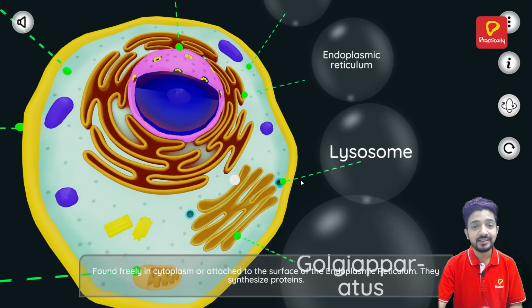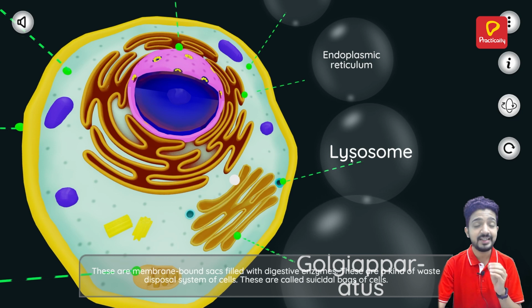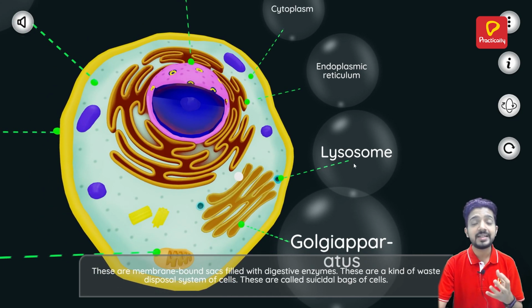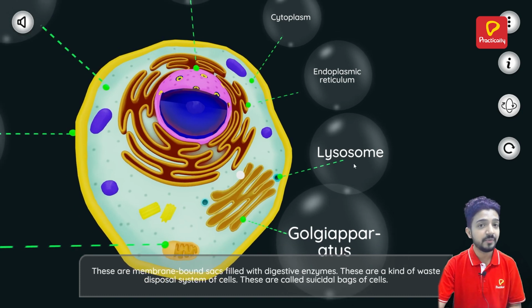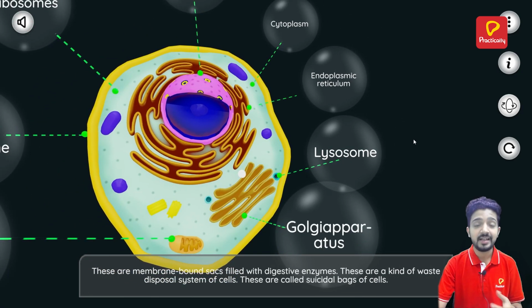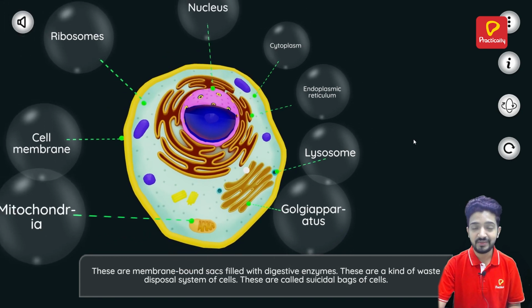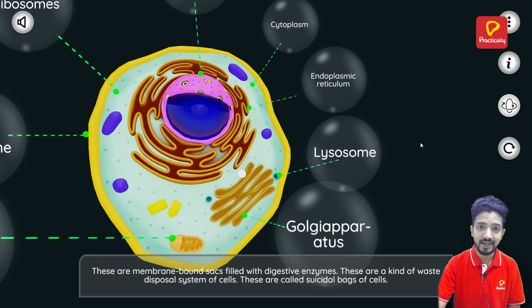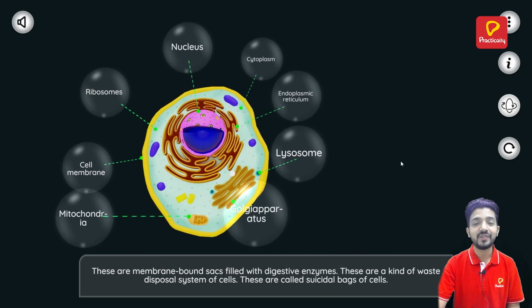And then we have another tiny sac-like structure which contains digestive enzymes, that is the lysosome. The lysosome is like the waste dumping region of the cell, and it is also known as suicide bags, since when the cell gets old and has to be digested, the lysosome bursts open and then digests all the organelles within the cell. Hence, they are also called the suicide bags. So these were the different parts of animal cell.